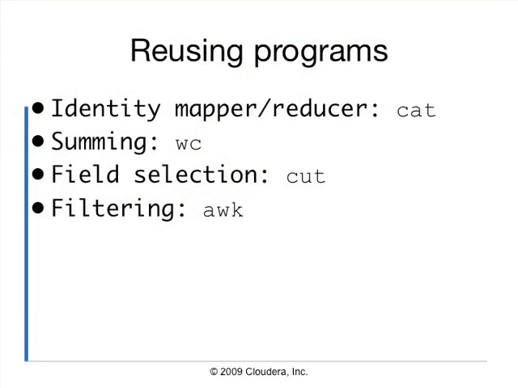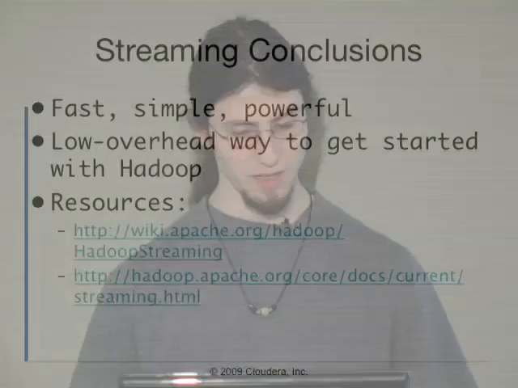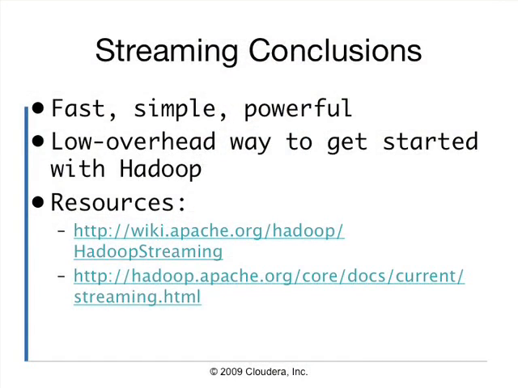Identity mapper is cat. You can use wc to do some cheap summing. You could also use cut for field selection. You could write creative little awk scripts. Use your imagination. That's all I've got about streaming. There are some pointers to the wiki. That's what it is.